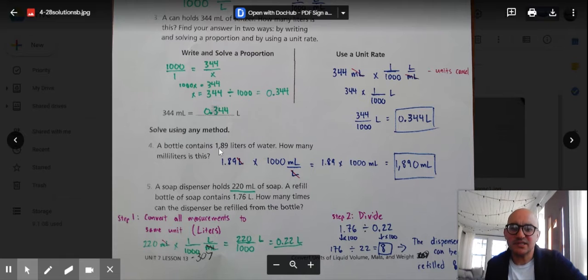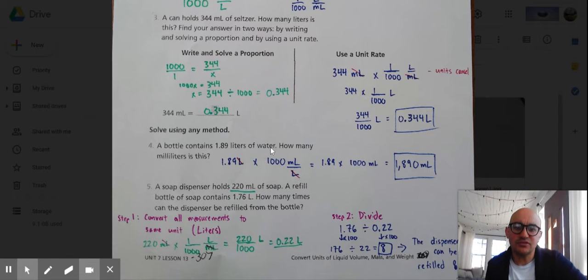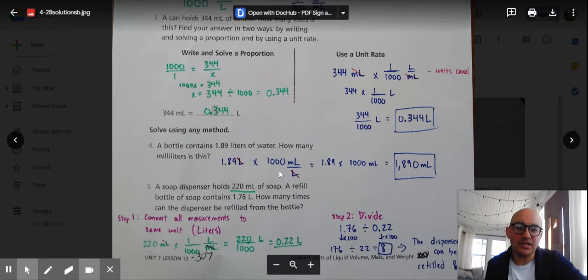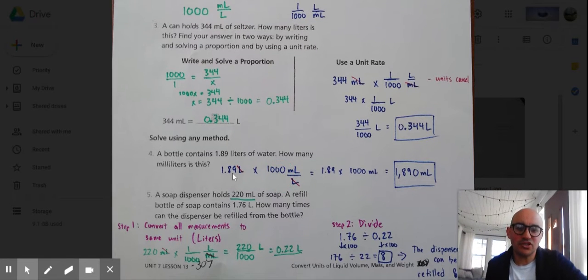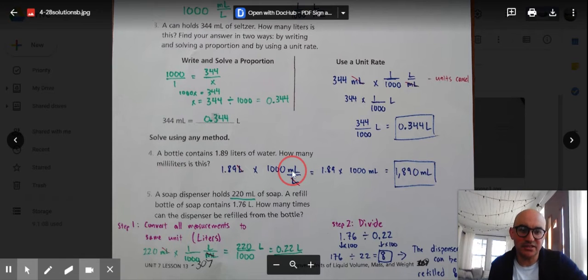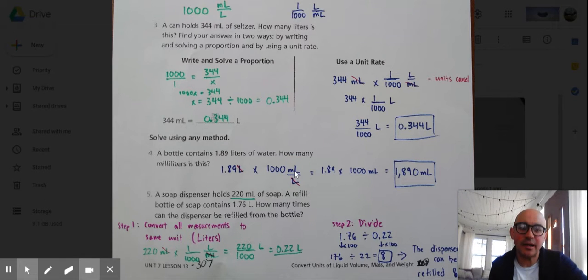Okay. So solving using any method here. The problem says a bottle contains 1.89 liters of water. How many milliliters is this? So I chose to use the unit rate strategy. If you're using a unit rate, you always want to be careful about selecting it. So once again, milliliters is my goal. So I selected the unit rate with milliliters on top.